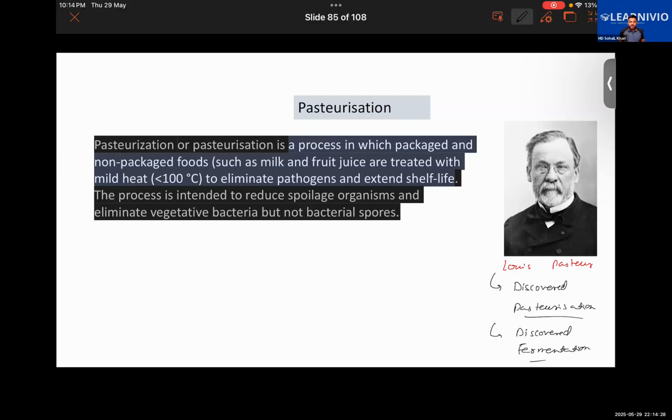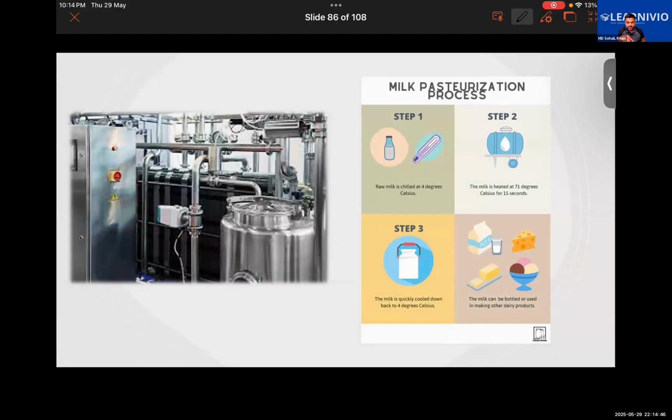Now, in pasteurization, what is done? We store packaged and non-packaged foods like milk and fruit juices via the pasteurization method. Suppose we have taken milk in big steel containers. First of all, it will be cooled down to a low temperature of 4 degrees Celsius. So many microorganisms will get killed, because some of them may not be able to survive at 4 degrees Celsius, but some of them may survive. Some will still be left in the milk.